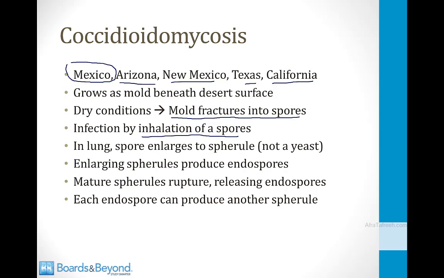In the lungs, the spore does not become a yeast. Instead, it enlarges to a structure called a spherule. This is not a yeast, so it's not dimorphic. The enlarging spherules produce endospores, and then the mature spherules rupture, and they release all their endospores. And each endospore can produce another spherule. So this is how it multiplies inside the body.